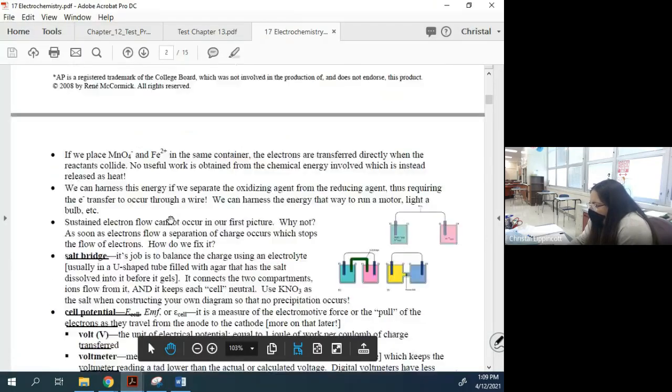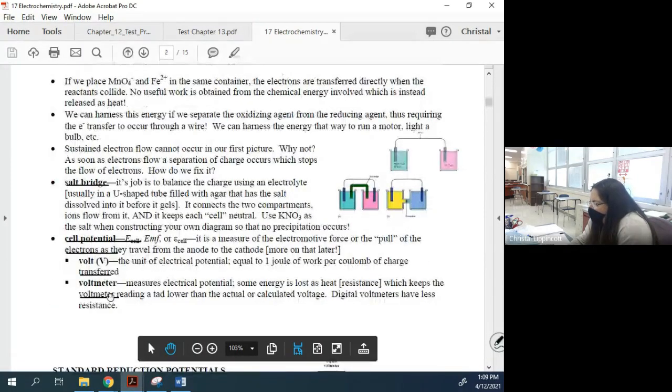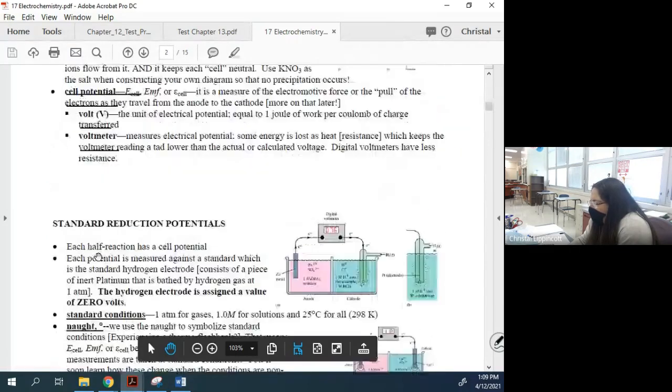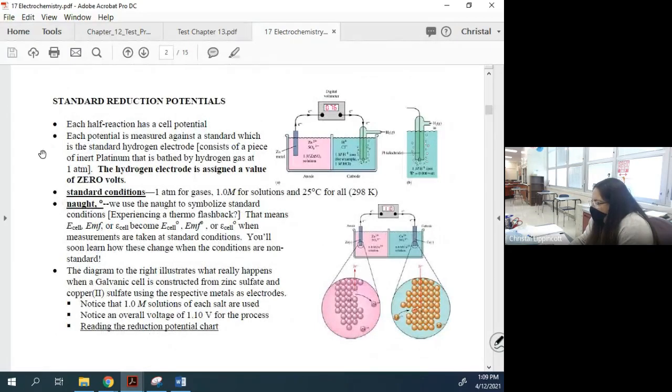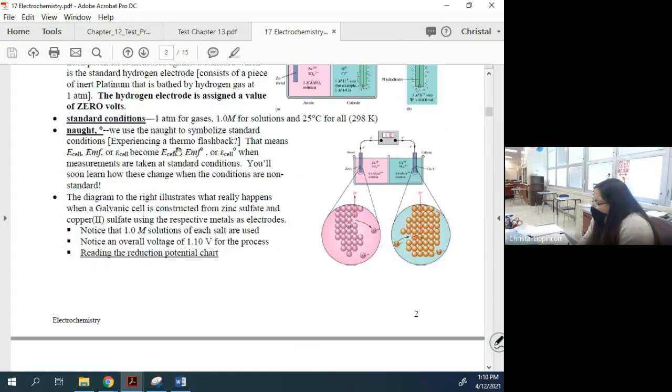So when we go through this, we talked about these different parts, the different voltmeters. We talked about things called standard conditions. These are important to note. That's not going to become important today, but it will at some point. Standard conditions are 1 atm for gases, 1 molar for your solutions, and 25 degrees Celsius or 298 K. We call those standard conditions, and they're denoted with a naught sign on these values.